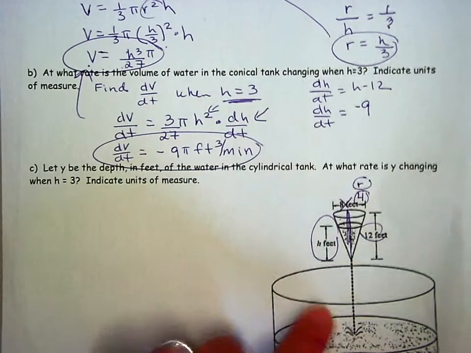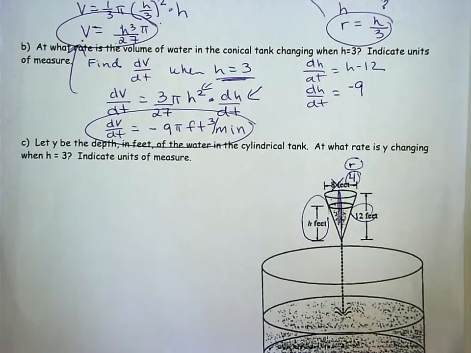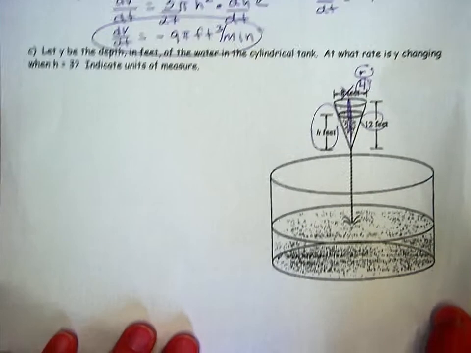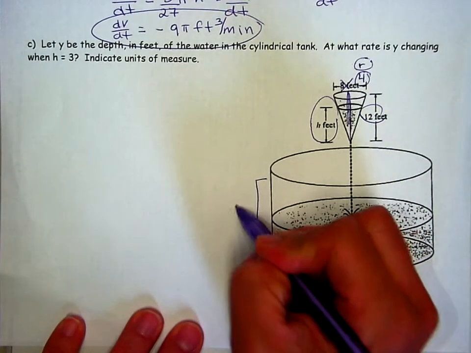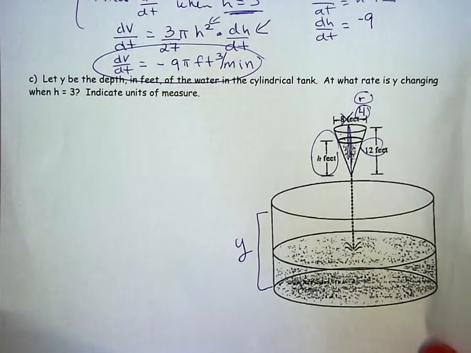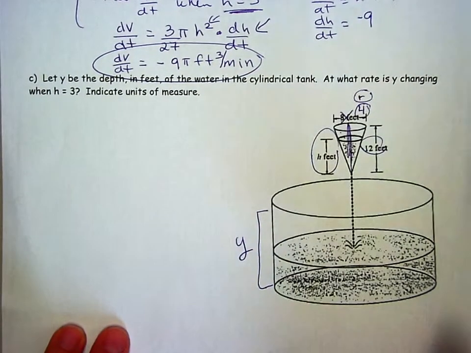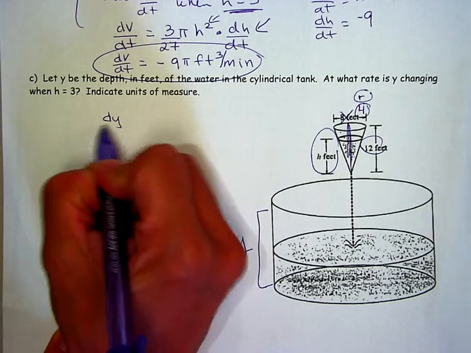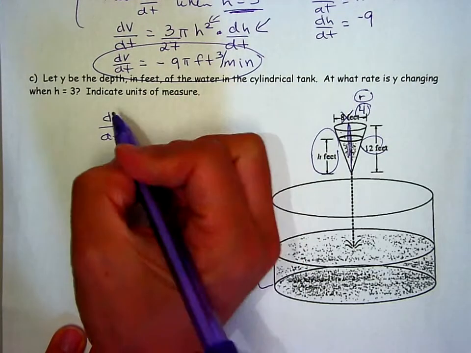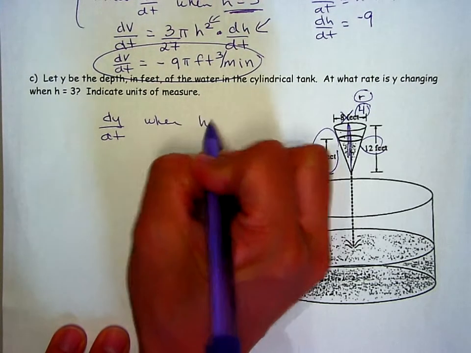Okay? Last part, let y be the depth in feet of the water in the cylindrical tank. So y is this height right here. This is the depth of the water. At what rate is y changing when h is equal to 3? So in this part, they want you to find dy/dt, which is really the height of the cylindrical tank, when h is equal to 3.